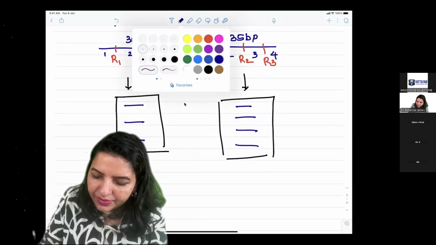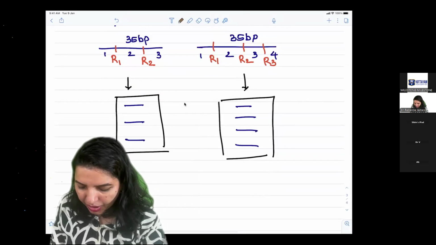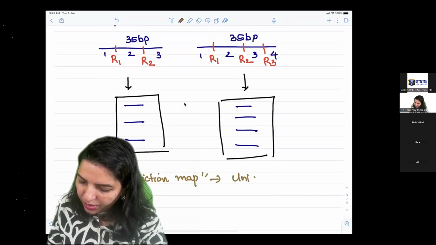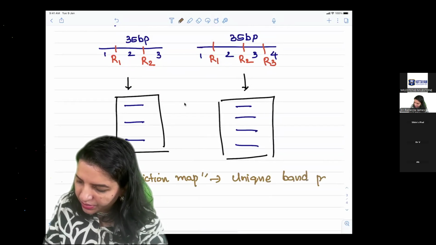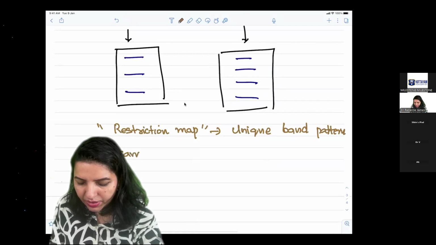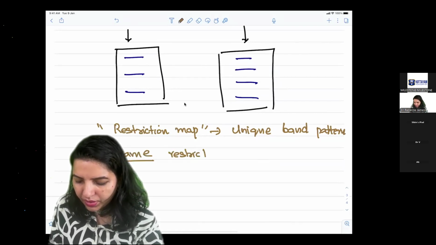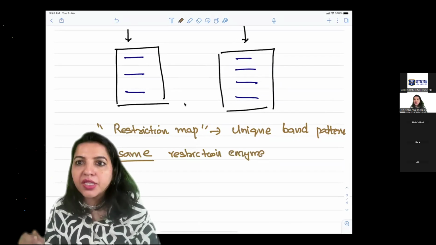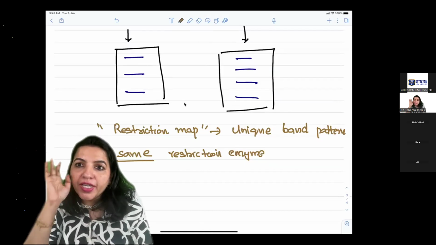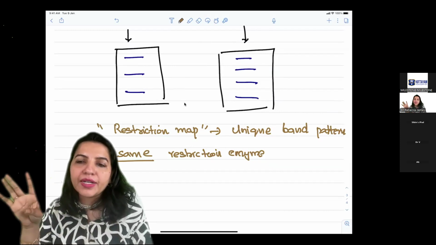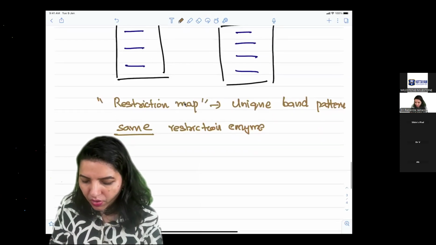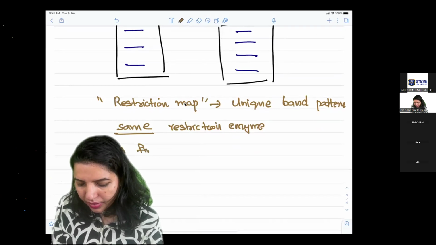So what is this called? This is called a restriction map. What is a restriction map? It is a unique band pattern for each individual when treated with the same restriction enzyme. If this allele is treated with one particular restriction enzyme, we should always get 3 bands in individual 1 and 4 bands in individual 2. That is called a restriction map. Otherwise, this is the DNA fingerprint.